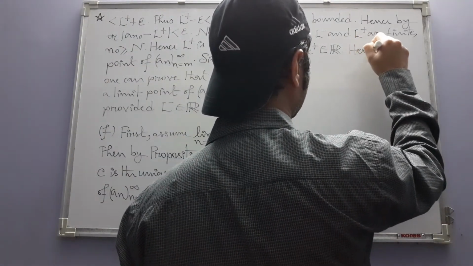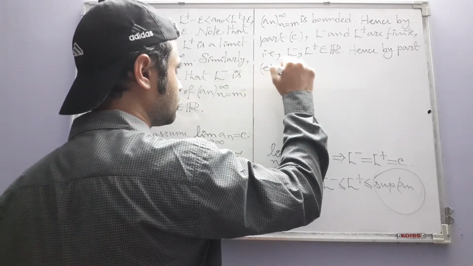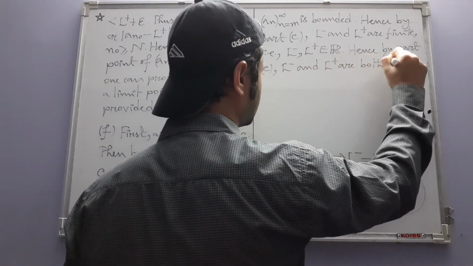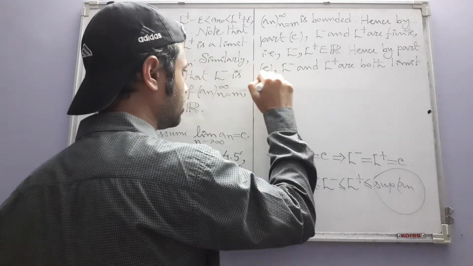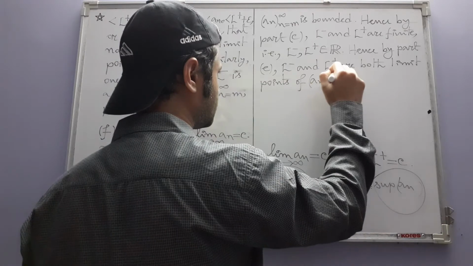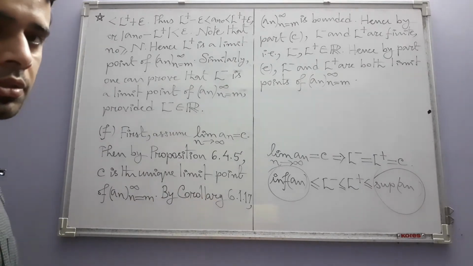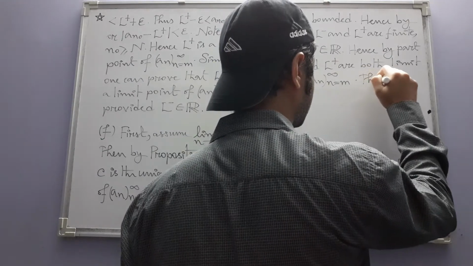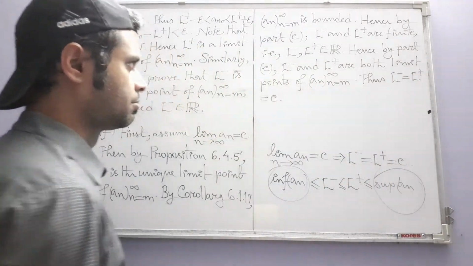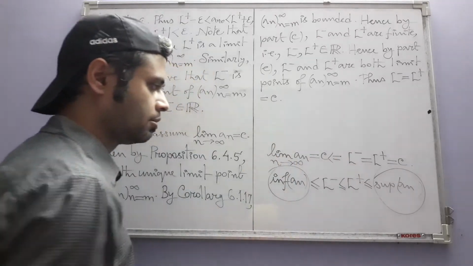Hence, by part E, L minus and L plus are both limit points of our sequence, which has the unique limit point C. So that's why they have to be equal to C. Thus, okay, so we have got one half, we have got this implication. Now we will prove this one.